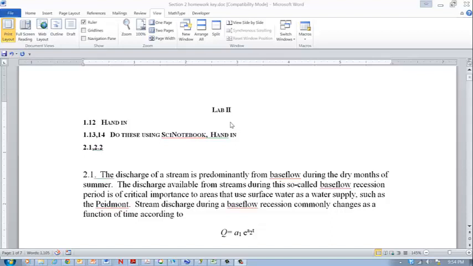So what I want you to do for lab is problems 1.12. This involves calculating units, working out various problems with units. There's a sheet that has about 10 of these that you need to do. And 1.13 and 1.14 involve using Scientific Notebook. There's a video that shows you how to use this software package.